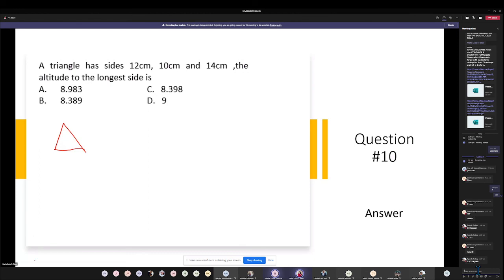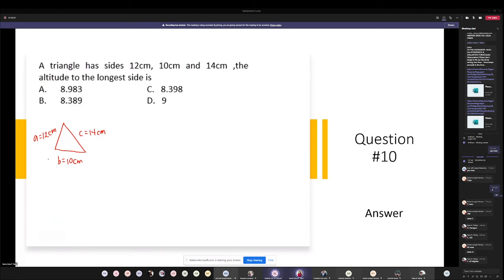So why is it very difficult? Assuming that these three line segments are straight, let's say this is the first side, 12 cm, this is 10 cm, and this is 14 cm. We need to solve for the altitude to the longest side. Which side is the longest? C, so 14.